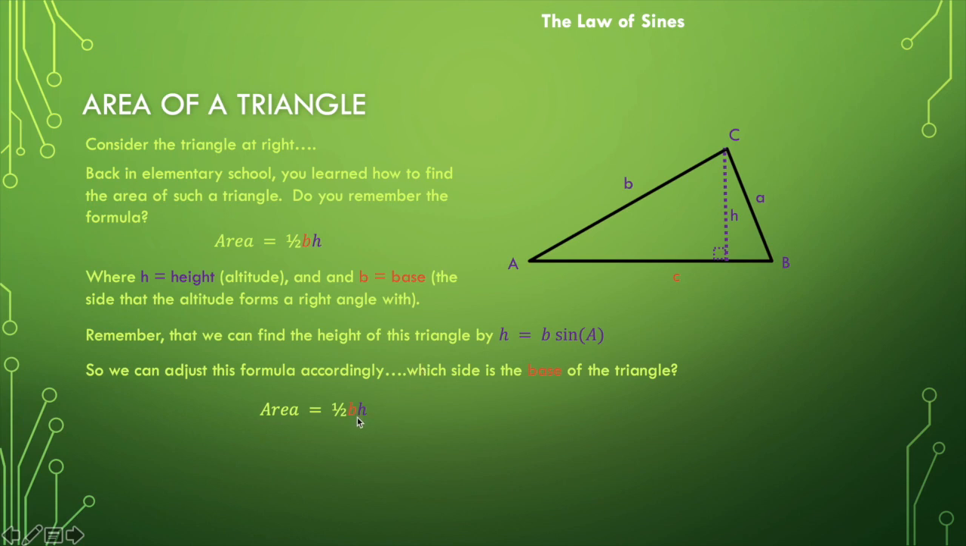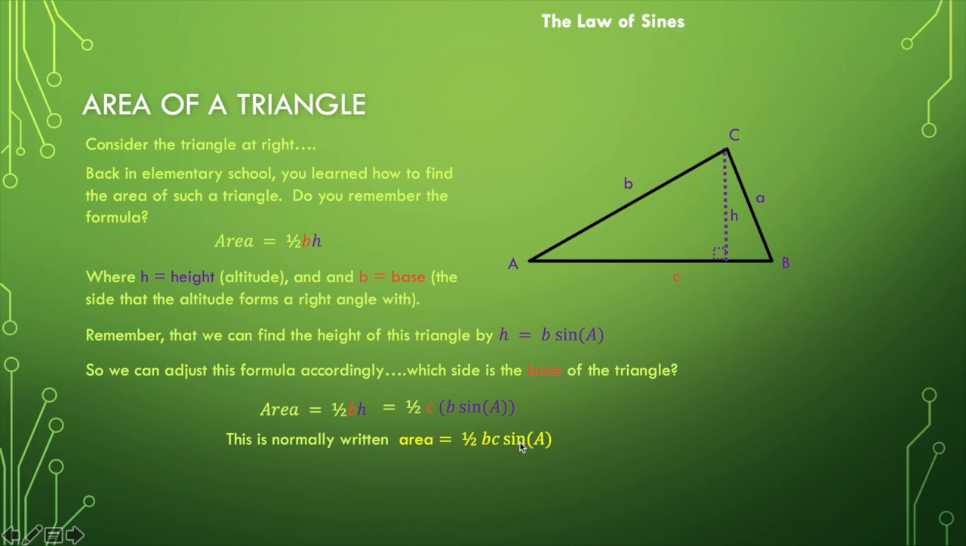Let's replace the base with side c, which we just determined to be the base of this triangle, and let's replace h with what we determined h to be, which is b sine A. So we end up with 1/2 times c times b sine A. And normally we write this as the area can be found by 1/2 bc times the sine of A.